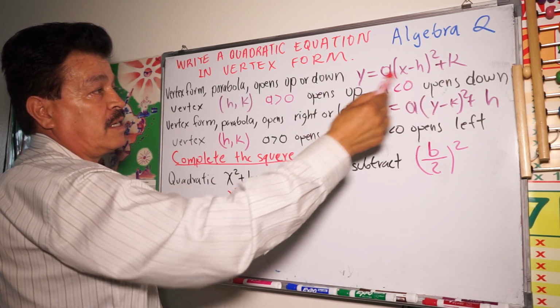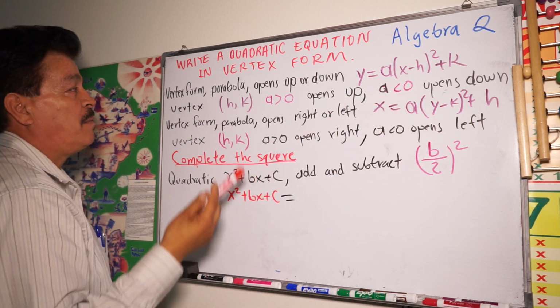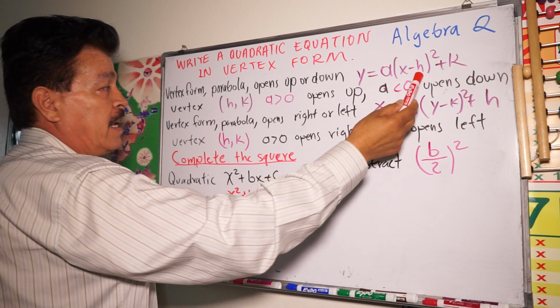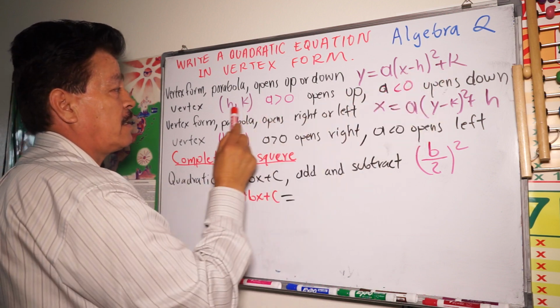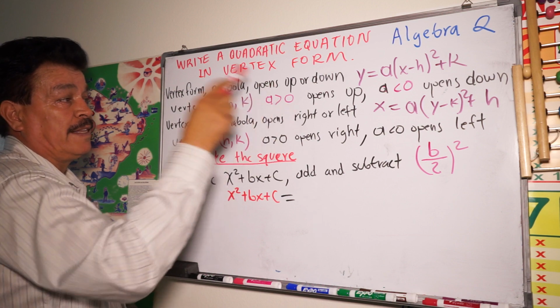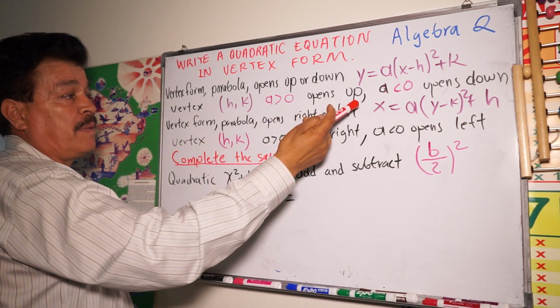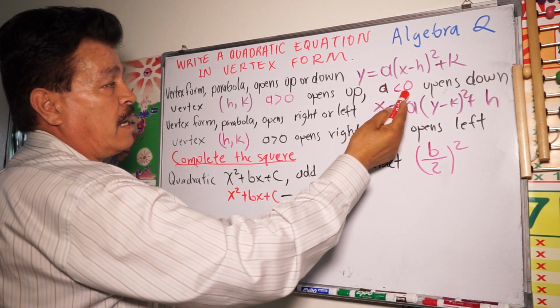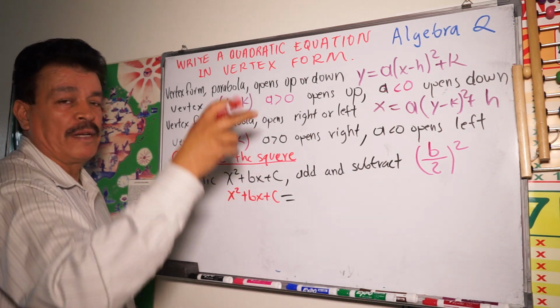You see this formula? You remember, on the vertex form parabola, the vertex is h and k. This is the vertex, h and k. If a is greater than 0, then the parabola opens up.